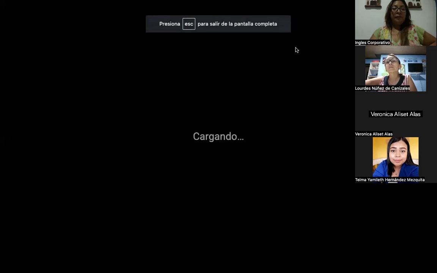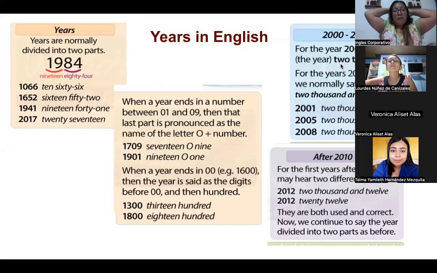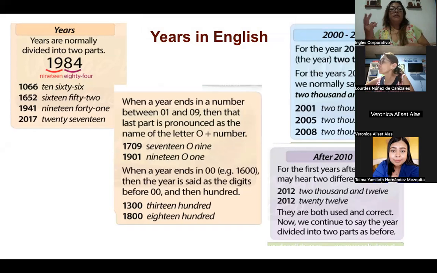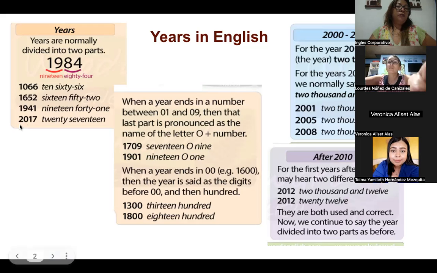Okay, remember, normally we have to divide the year into parts, right? We say the first two numbers like a whole and the last two numbers as the other part. So in this case, we have 1984. Okay, we divide the year in two. 1066, 1652, 1941, 2017. Okay, that would be usually.